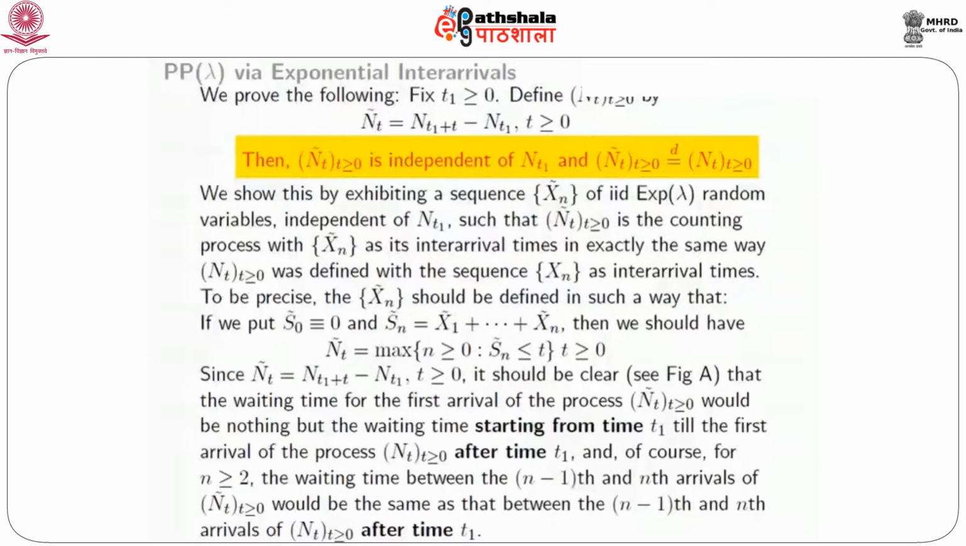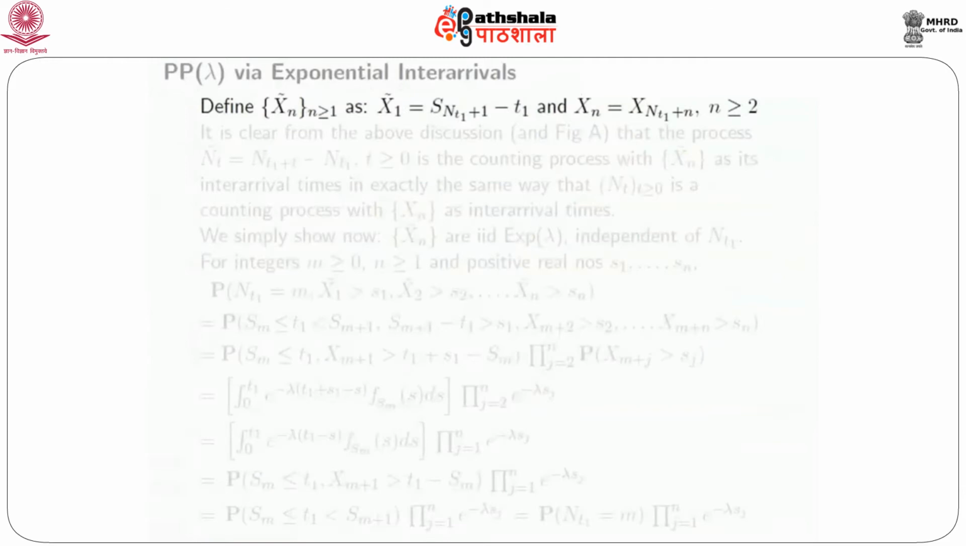So now you can look at this figure A and sort of see or identify what your correct interarrival times for the N tilde sequence should be. So here is a formal definition. The X_n tildes are defined like this. X_1 tilde is S_{N(t1)+1} minus t1, as figure A suggested, and X_n tilde for any n greater than or equal to 2 is nothing but X_{N(t1)+n}.